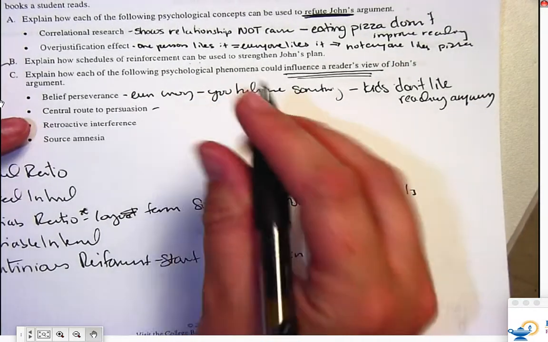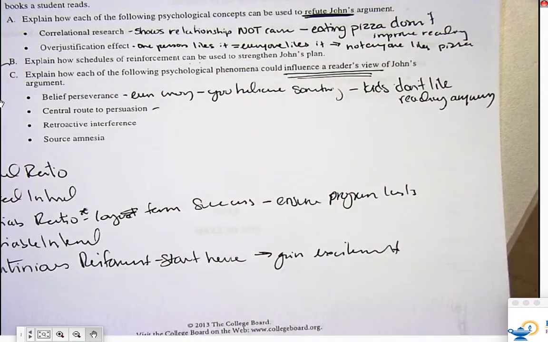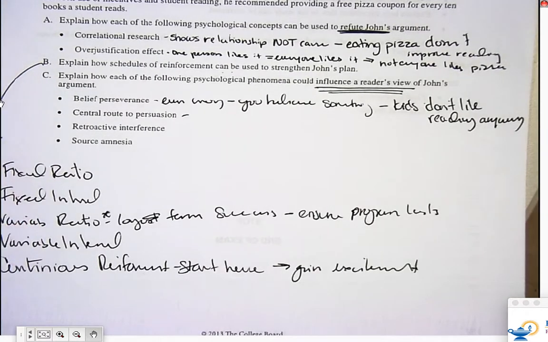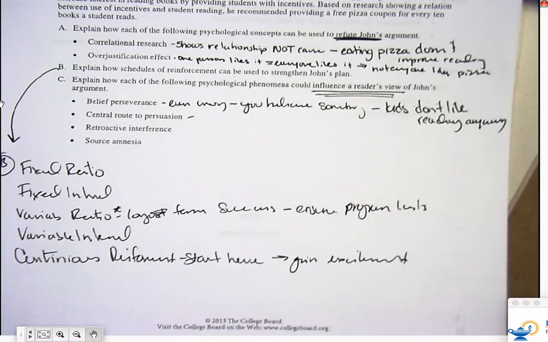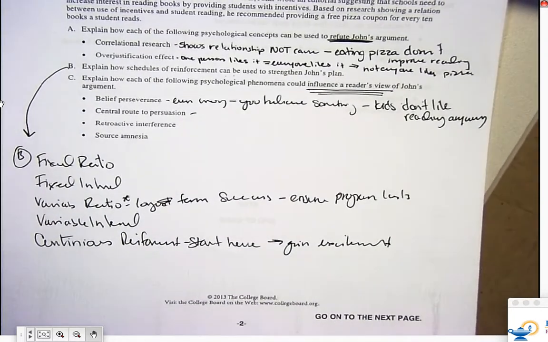All right, central route persuasion. What is central route persuasion? Come on, I taught you this one. Guys, the other one's harder, to be quite honest. So you're going to want to help me out so I can help you out. What is central route persuasion? There's two. There's peripheral route persuasion and central route persuasion. What do you think they mean? Hello? Huh?